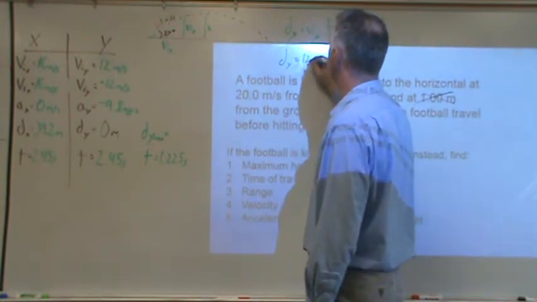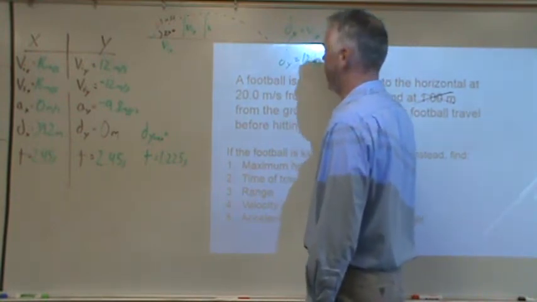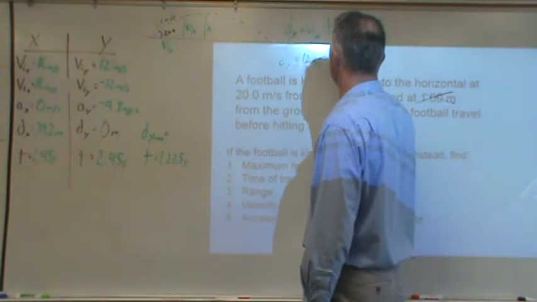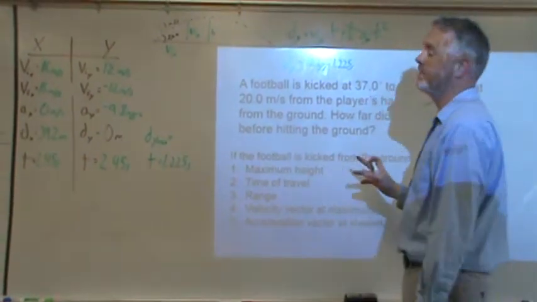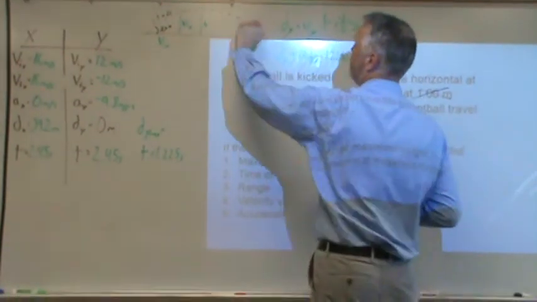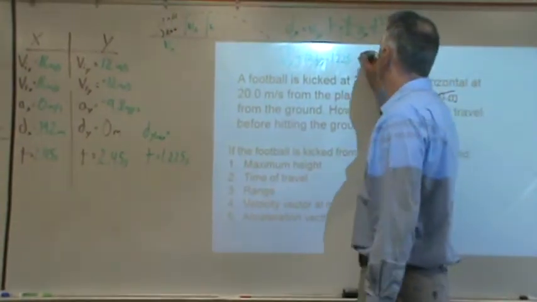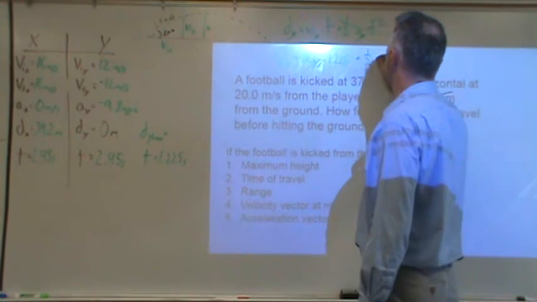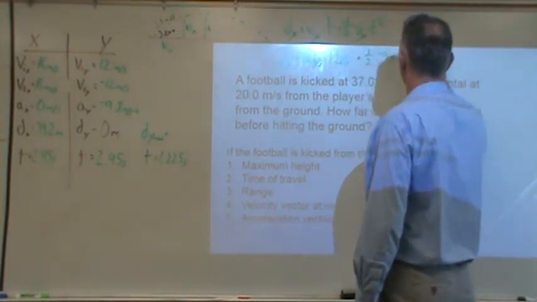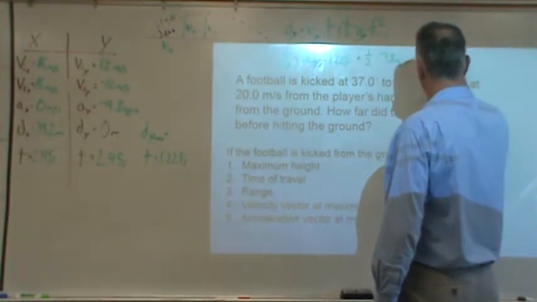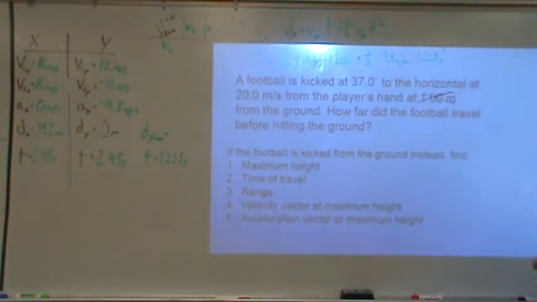dy is 12 times time, which is 1.225 seconds. Remember, don't use your original time. Keep it at that half time. You want to end up right here. You don't want to end up over here. Plus 1/2 times negative 9.8 meters per second squared times 1.225 seconds squared.